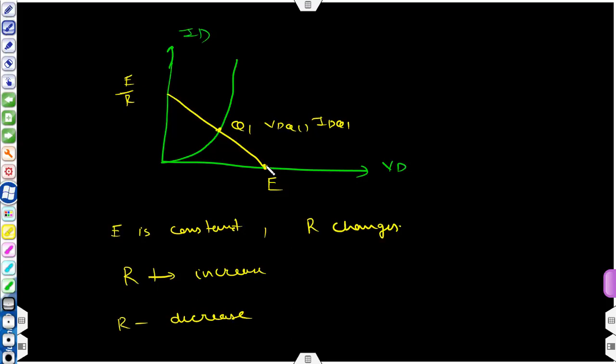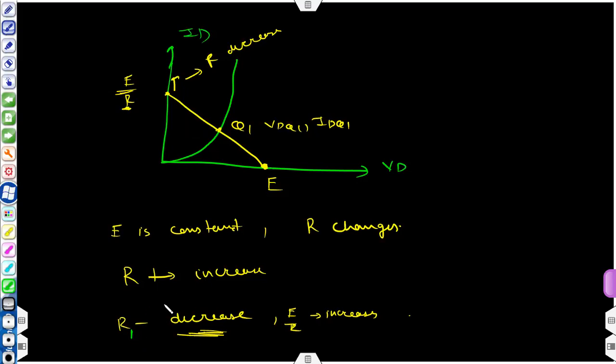So this point is fixed because E is constant. Now this point is not going to shift in the right or left direction. If you change R, this point is going to move upward or downward. If you reduce the value of R, if R decreases, E by R increases, and E by R increasing means this point will move in the upward direction. So let's say that you have a new value of R1.